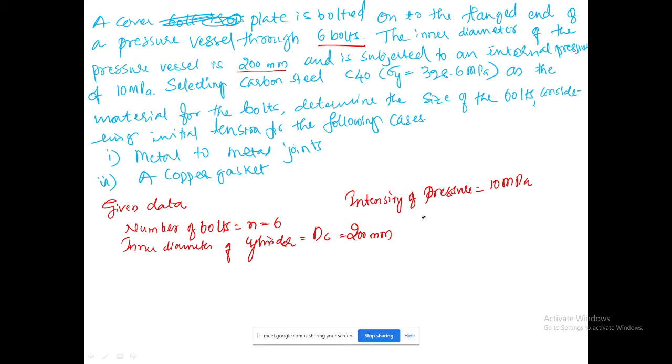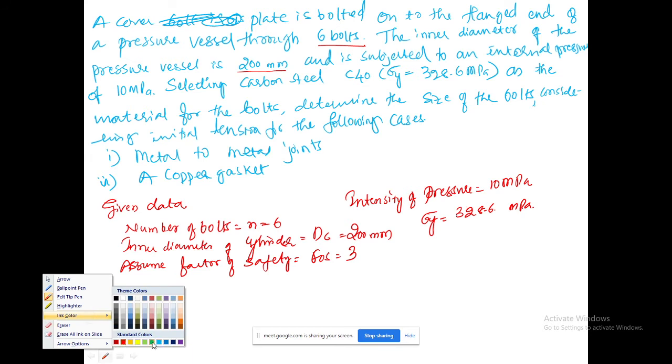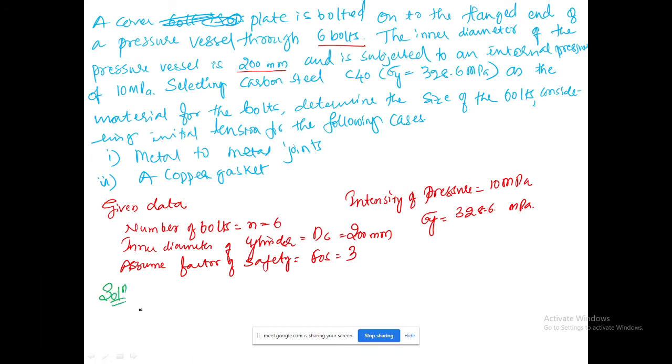Sigma y is the yield stress, 328.6 megapascal. As they have not specified the factor of safety, assume factor of safety as 3, FOS equal to 3. Now I'll go for the solution. First we calculate the allowable or design stress. Sigma a equal to sigma y divided by FOS.